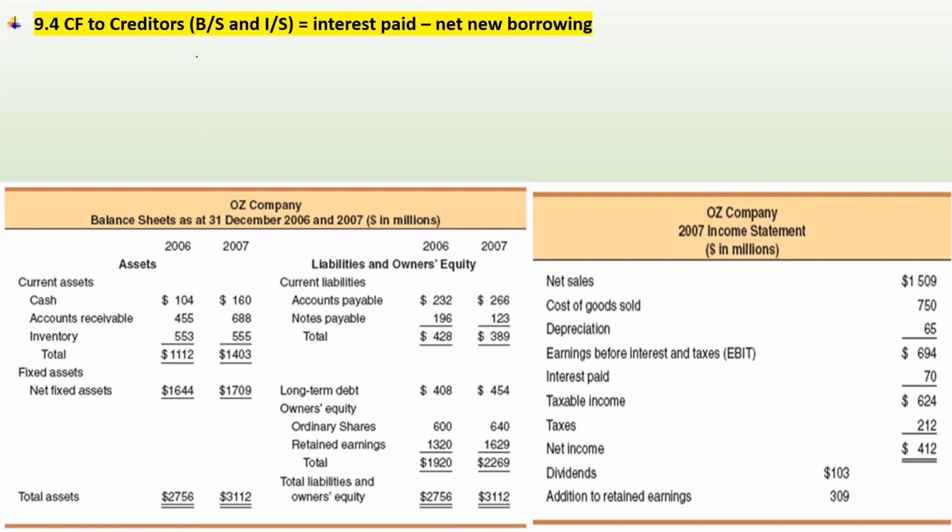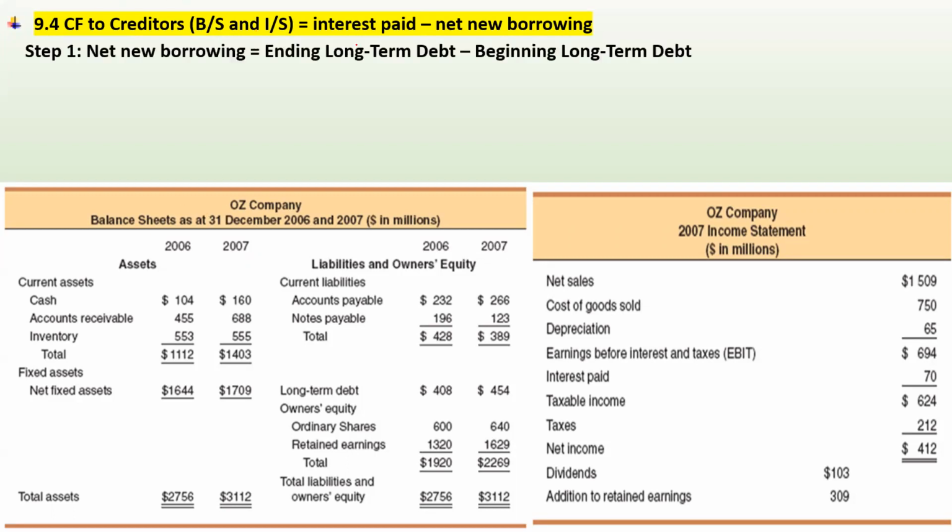B/S means the data from the balance sheet. I/S means the data from the income statement. So basically, when we do the calculation, we need both the balance sheet and the income statement. The net new borrowing is ending long-term debt minus beginning long-term debt.